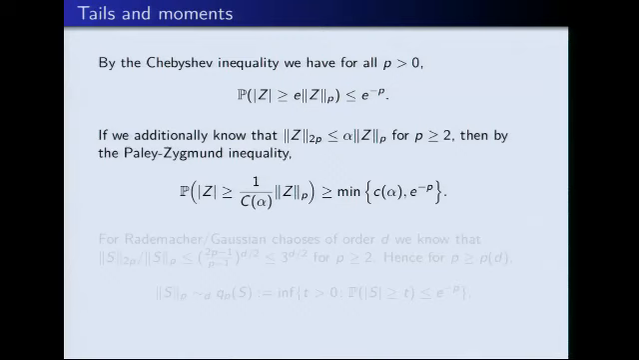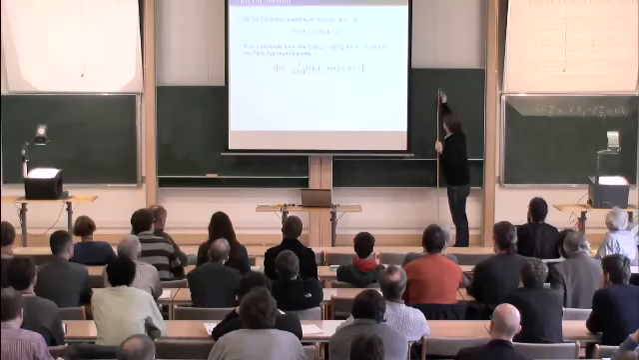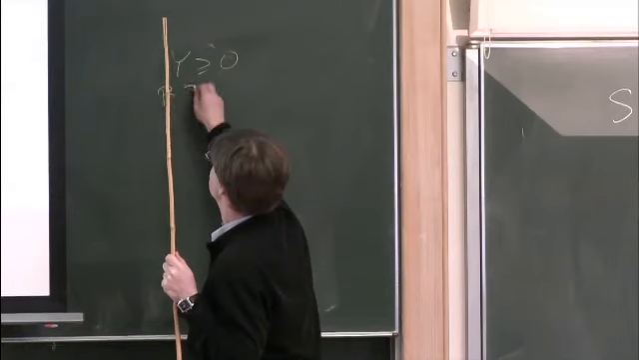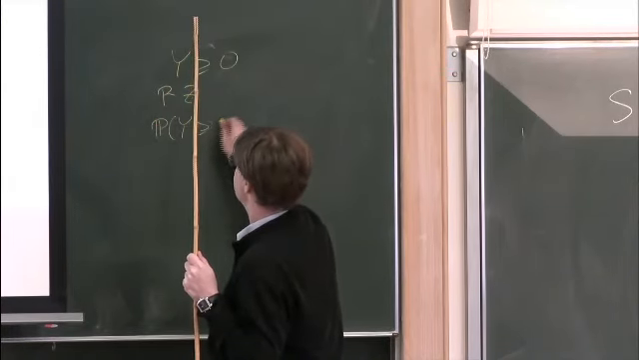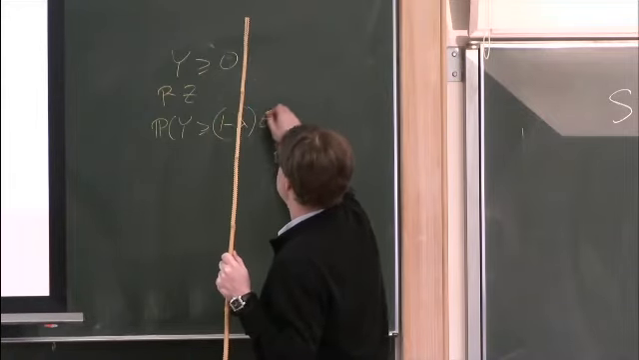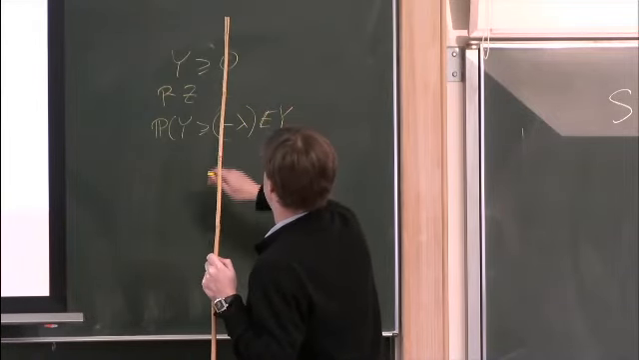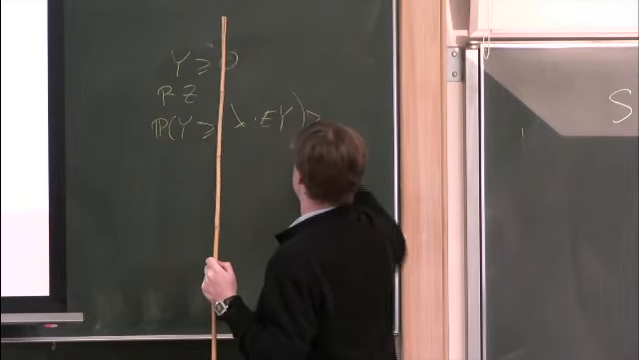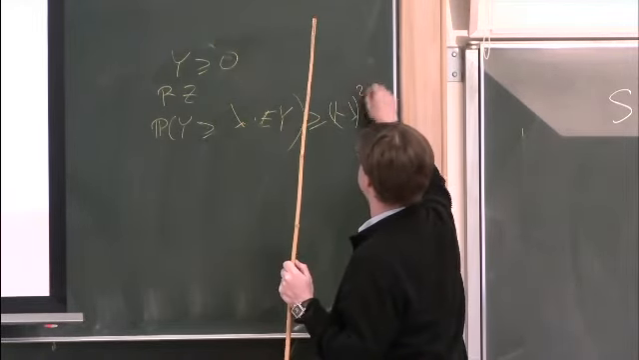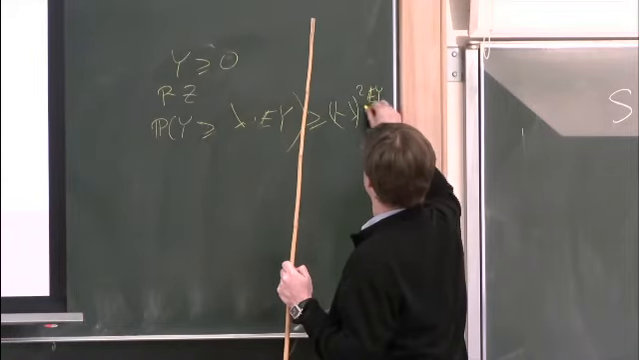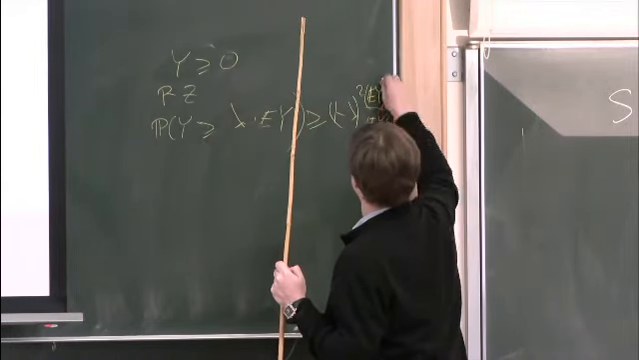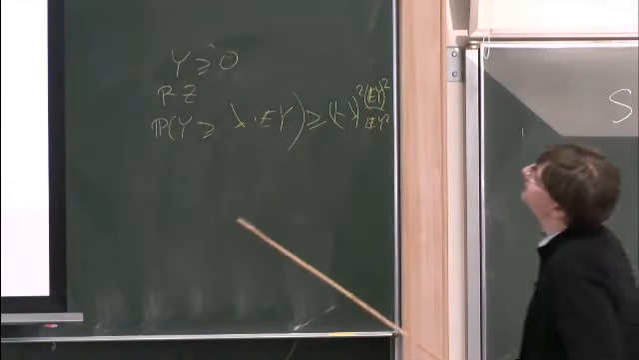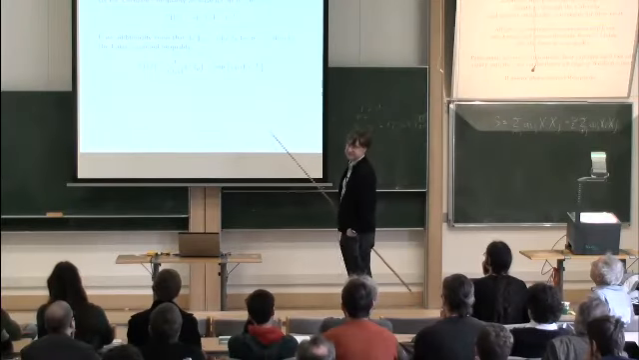What is Paley-Zygmunt? Paley-Zygmunt is that if we have, let's say, a variable y bigger than 0, then the probability that y is bigger than (1 minus lambda) E[y] is bigger or equal to (1 minus lambda) squared times E[y] squared over E[y squared]. So this is the Paley-Zygmunt inequality.